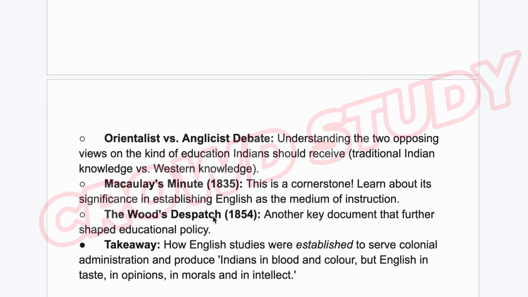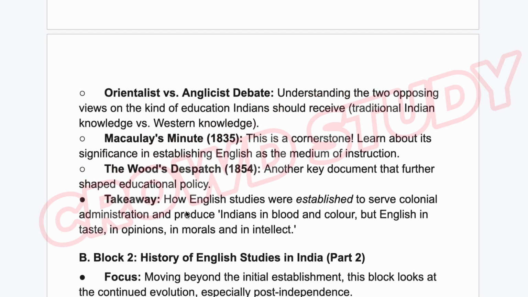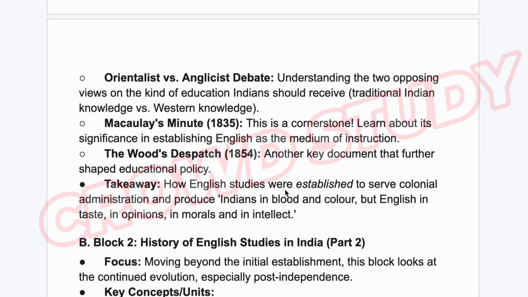Macaulay's Minute 1835. This is the cornerstone. Learn about its significance in establishing English as the medium of instruction. The Wood's Dispatch 1854. Another key document that further shaped educational policy. Takeaway: how English studies were established in the colonial administration and produced Indians in blood and color, but English in taste, in opinions, in morals, and in intellect.